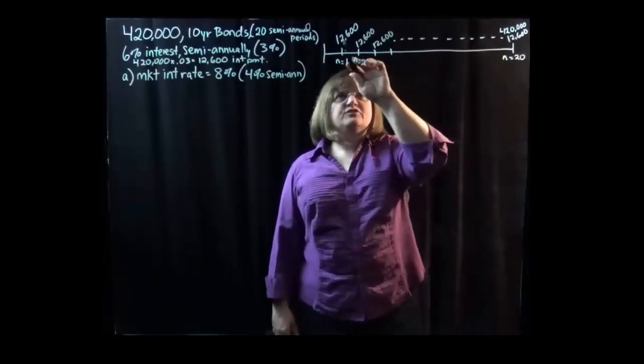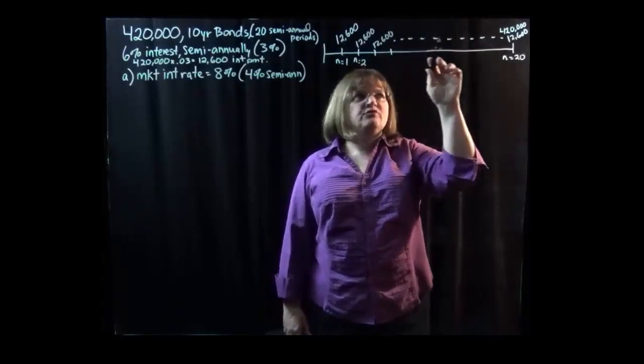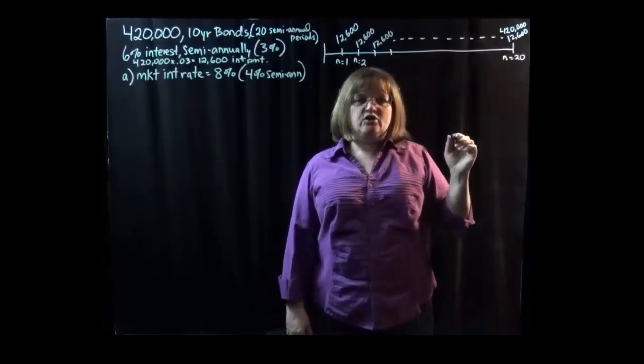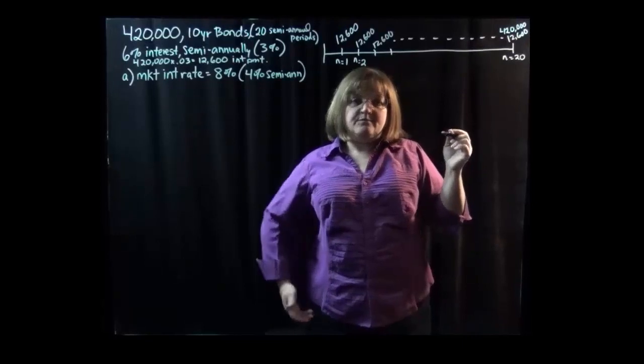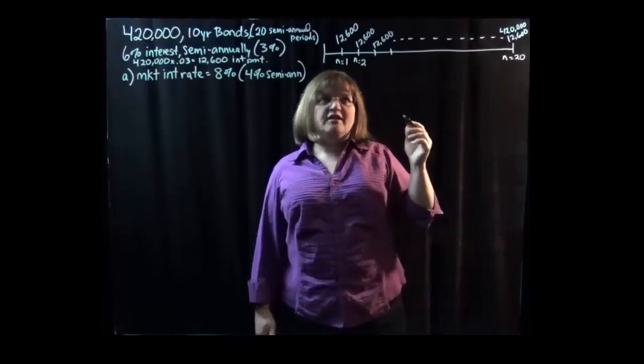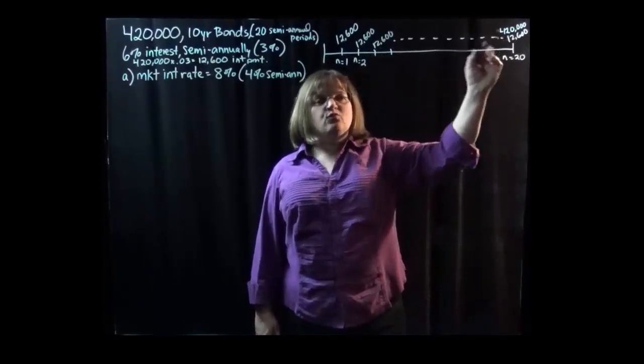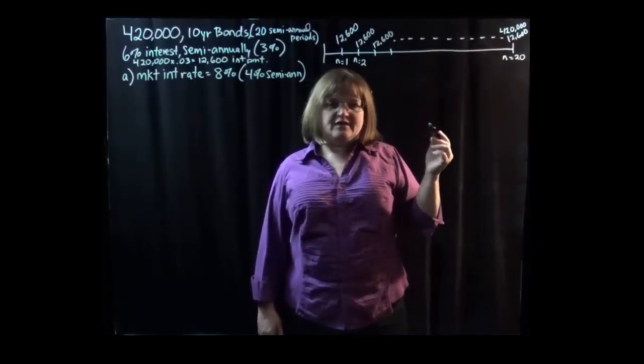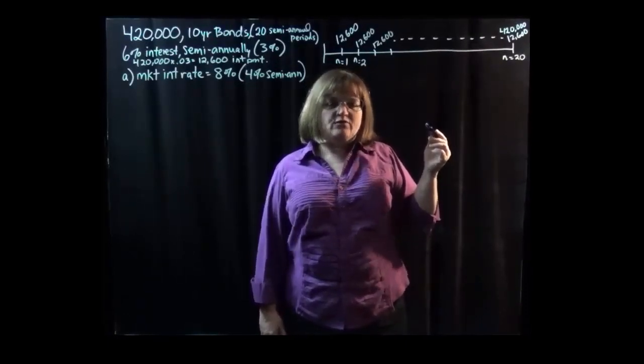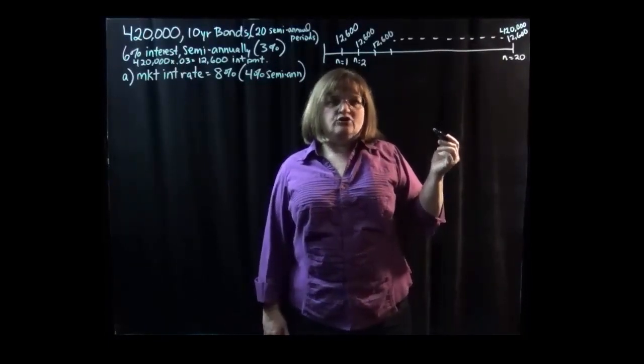Now to do that, the first thing we need to recognize is that the interest payments form an annuity. And that's important because if we didn't recognize that, we would have 21 different payments that we would have to calculate the present value for, and that would be somewhat tedious and arduous.